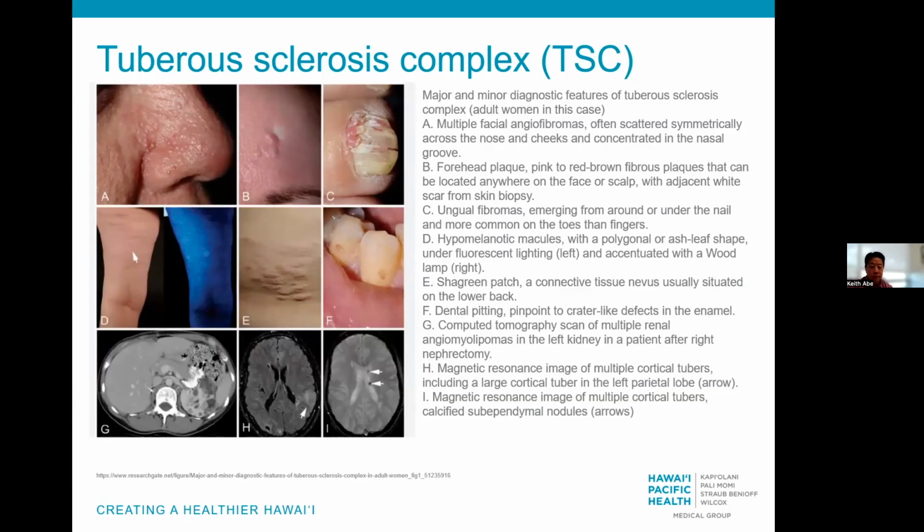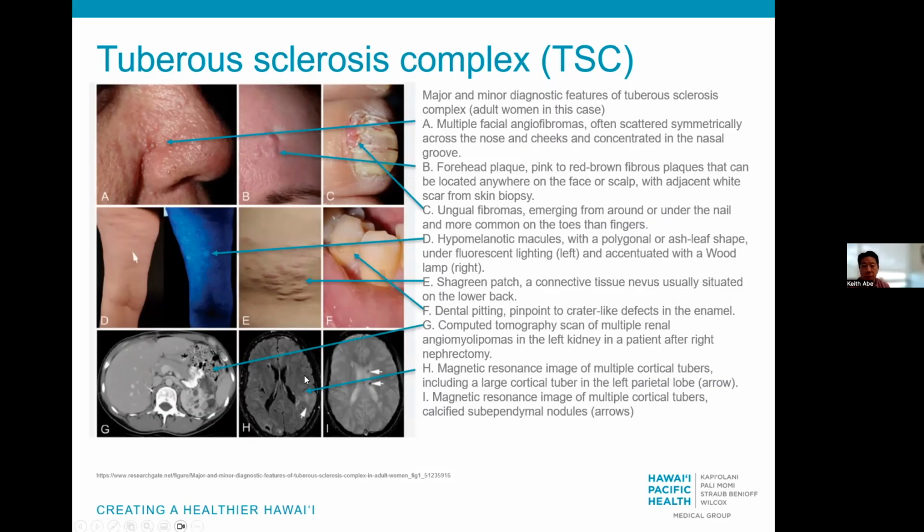Again, not to make you too tired of this, but just sometimes the repetition helps. And angiofibromas, plaques in the forehead. And so the Woods lamp, sometimes that's very helpful for patients who are fair-skinned. Sometimes the macules can be very hard to see on fair-skinned folks, and that helps to bring them out. Shagreen patch, pits, and angiomyolipomas, and then the tubers and subependymal nodules.